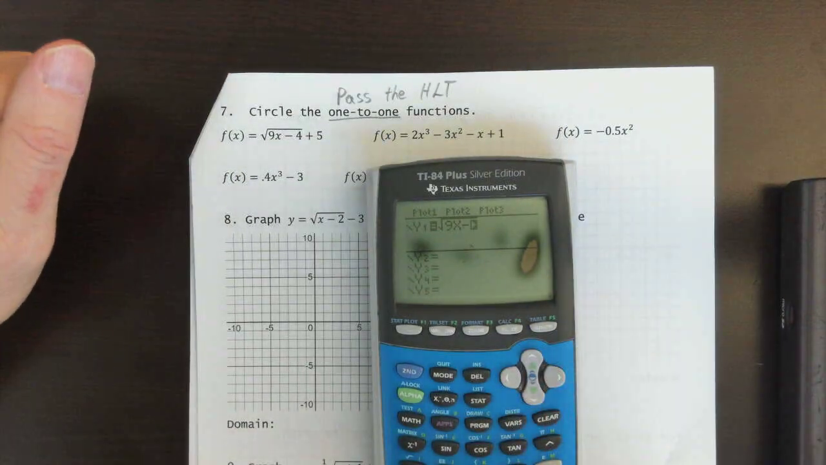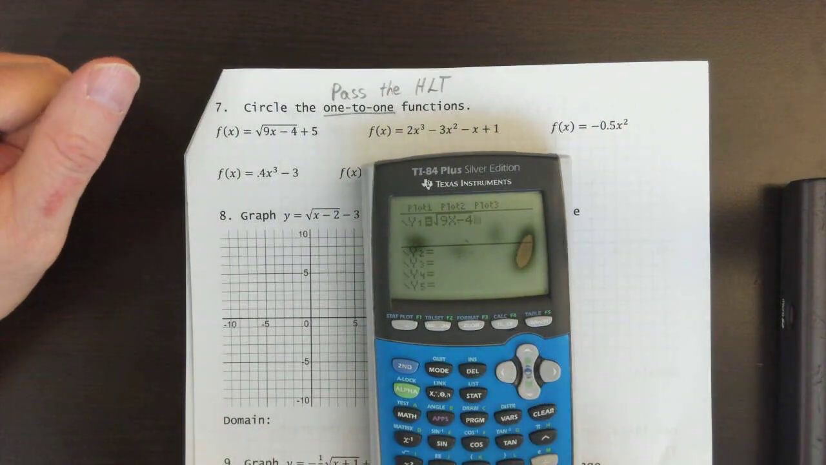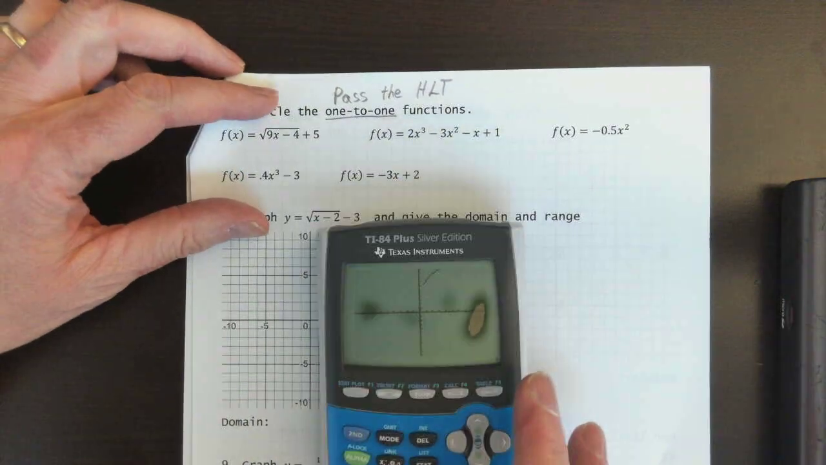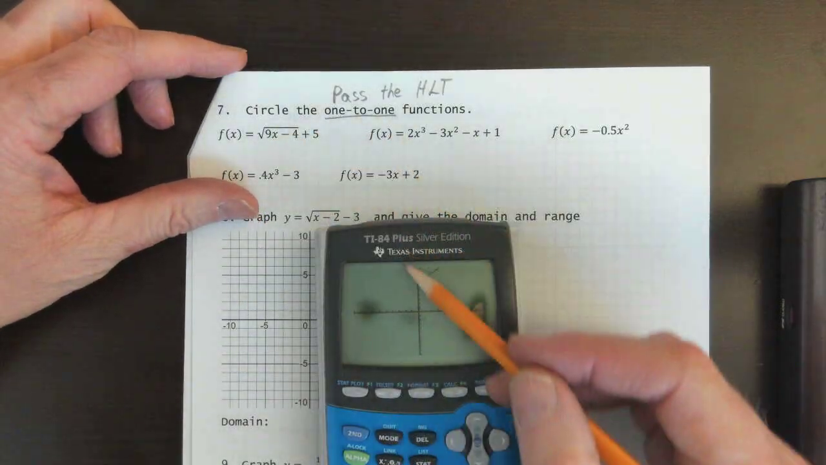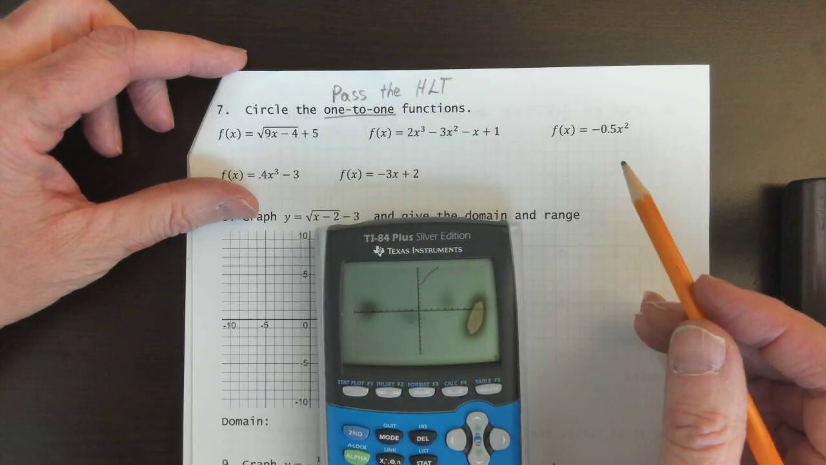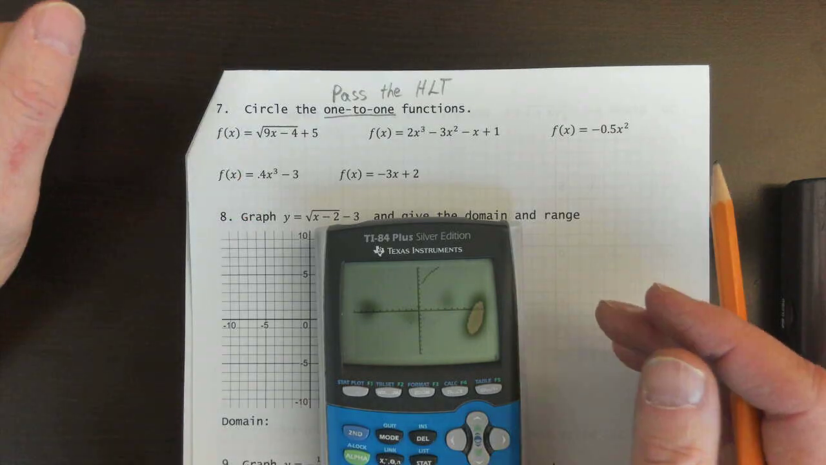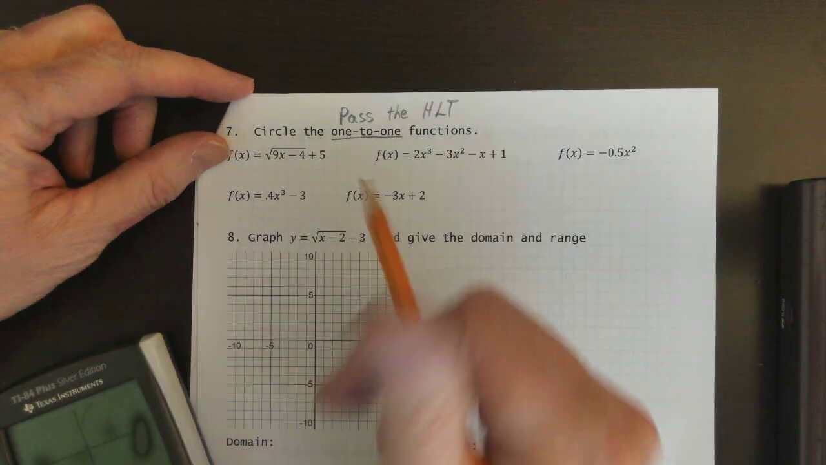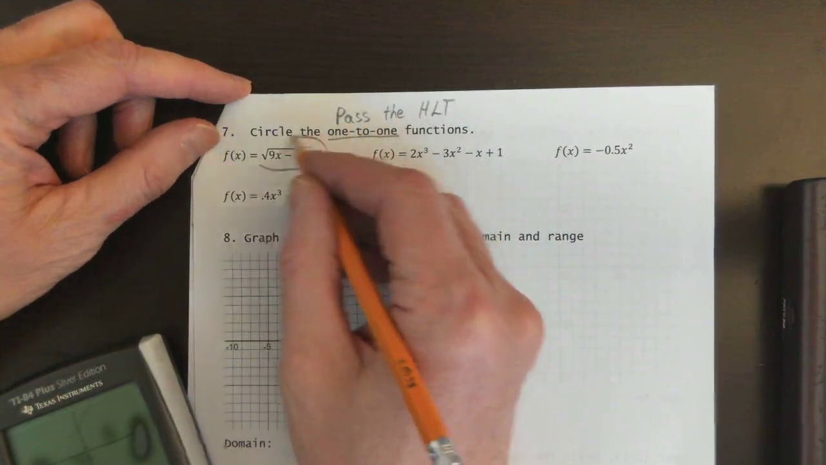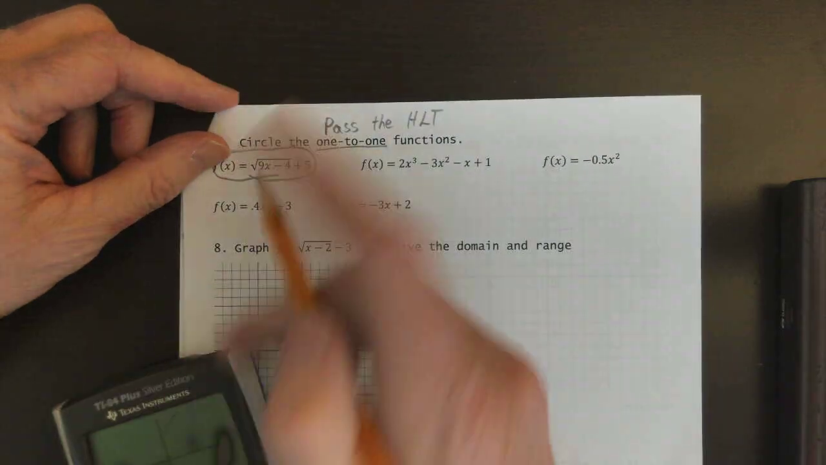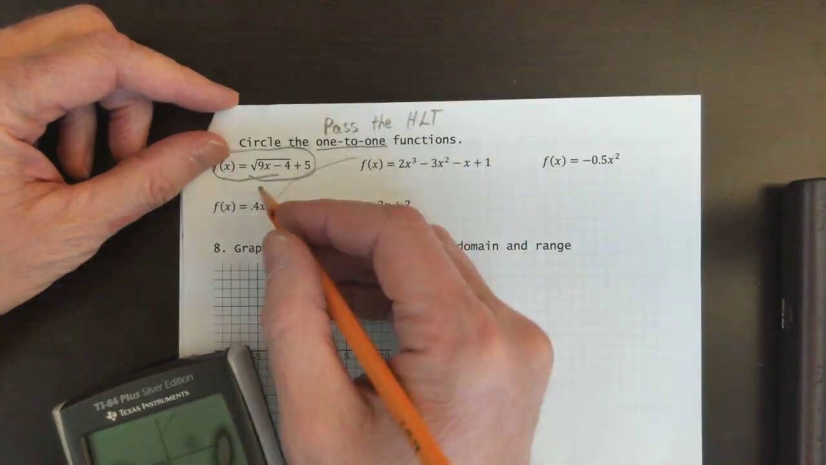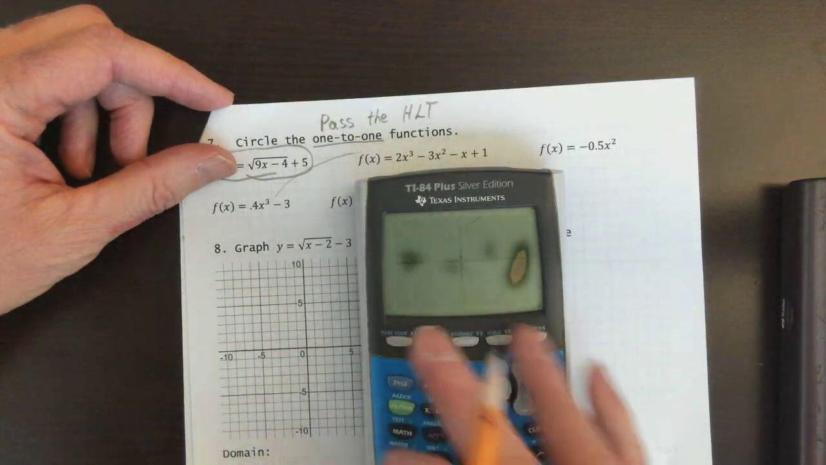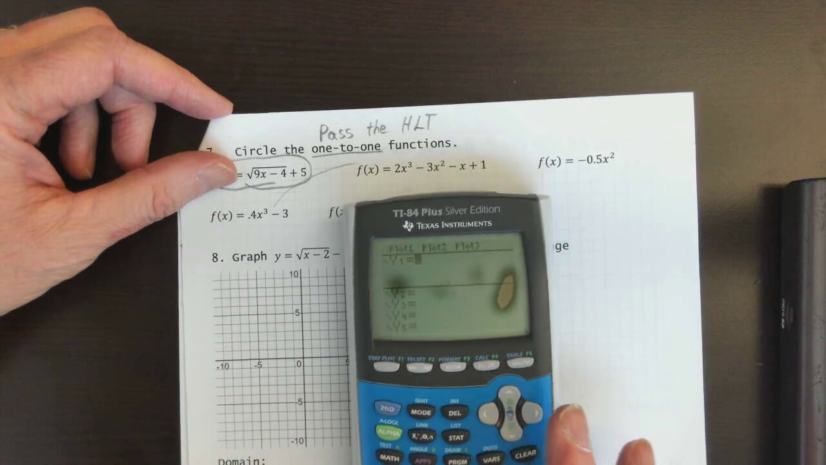So square root of 9x minus 4 plus 5. I'm going to look at that graph. All right, and if I expand it out, this is a square root function. It's going to go like this, on and on. And I'm going to circle it. It'll pass the horizontal line test because it's going to continually go like this from that starting point, and any horizontal line is only going to hit it once. All right, I'm going to clear that one out. Graph the next one.